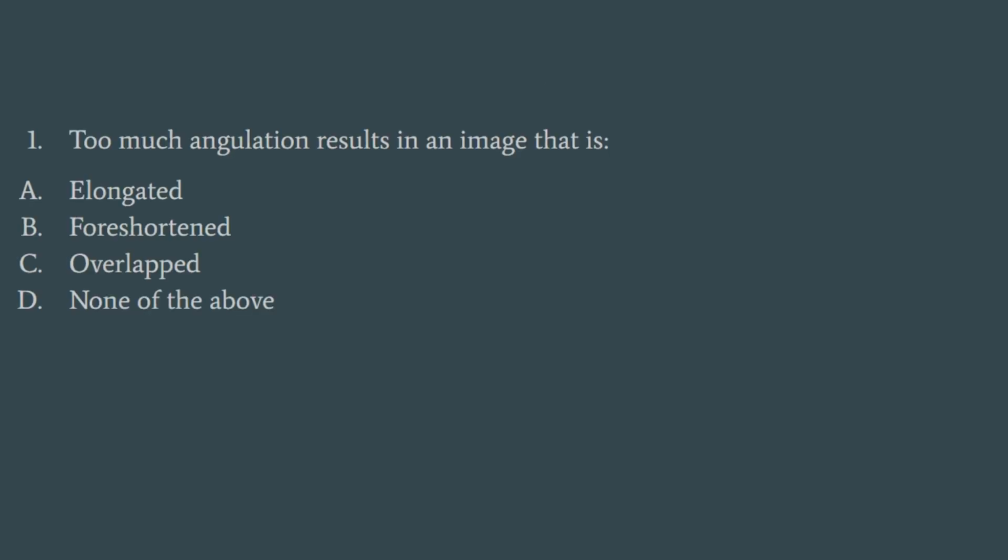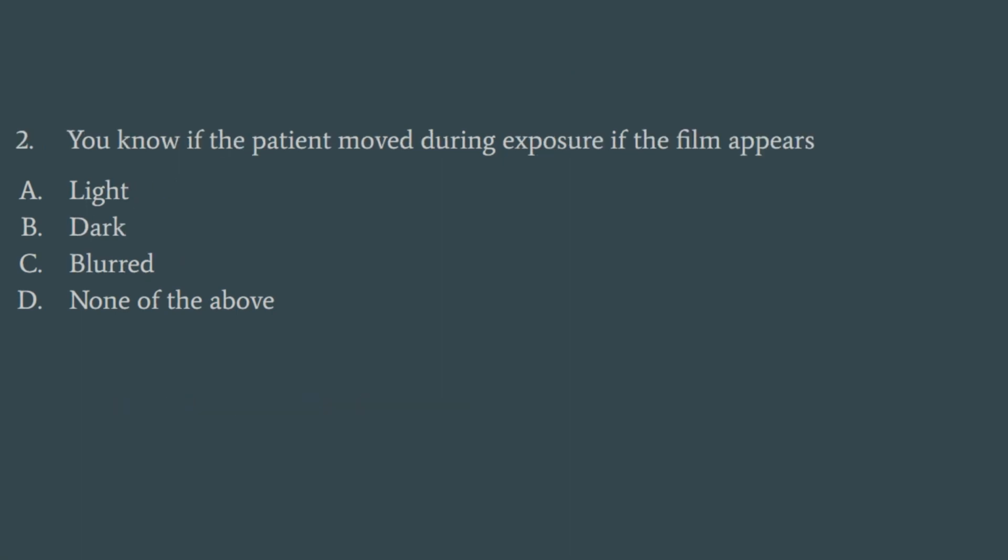So to review, too much angulation results in an image that is A, elongated, B, foreshortened, C, overlapped, or D, none of the above. The correct answer, B, foreshortened. You know if the patient moved during exposure if the film appears A, light, B, dark, C, blurred, or D, none of the above. Correct answer is C, blurred.